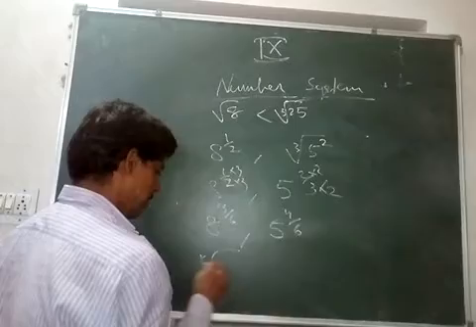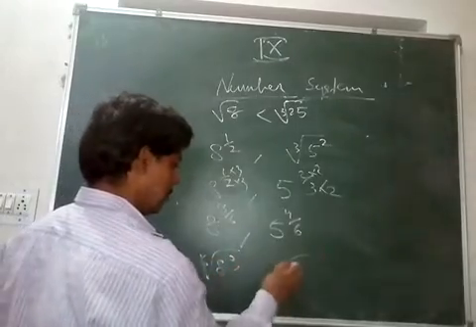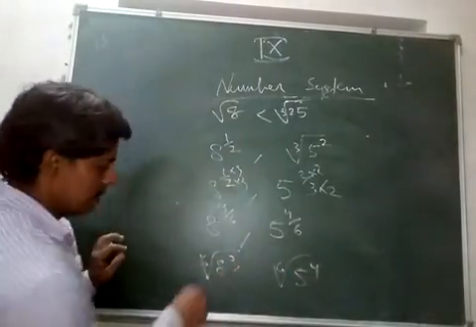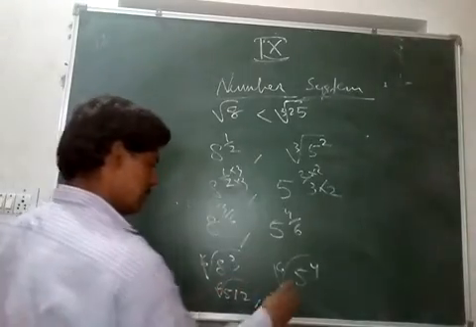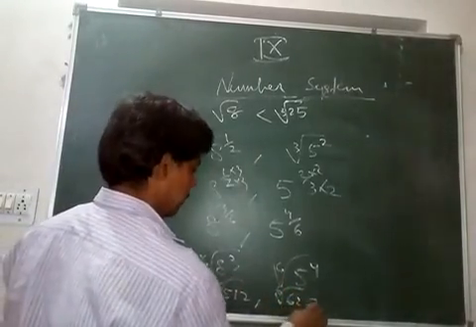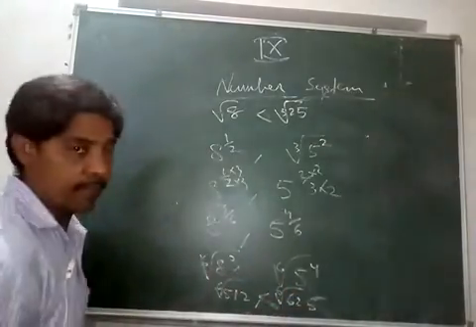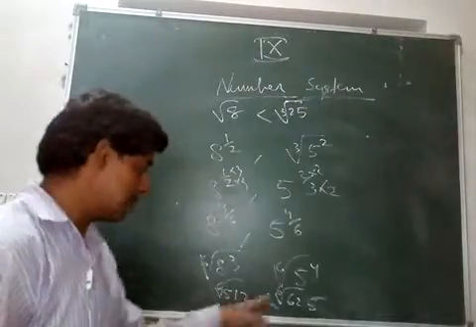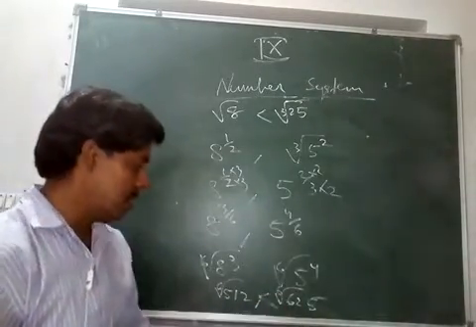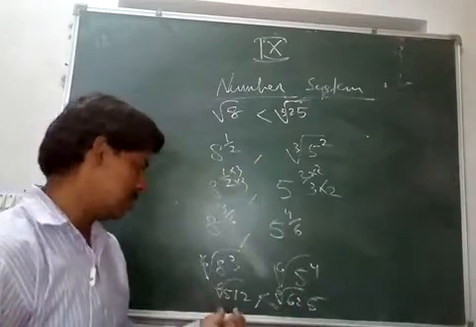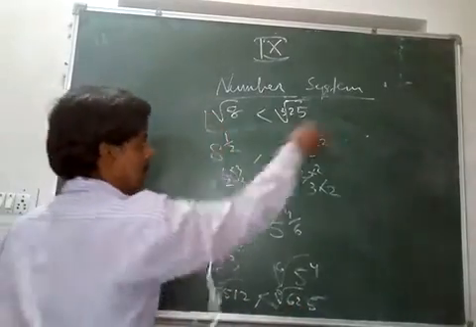This is 6 root of 8 cube. This is 6 root of 5 to the power 4. This is 6 root of 512, and this is 6 root of 625. This is definitely greater, because now we are comparing the same 6 root of 512 and 6 root of 625. 6 root of 625 is greater than 6 root of 512, and hence in the original question also we get the same result.